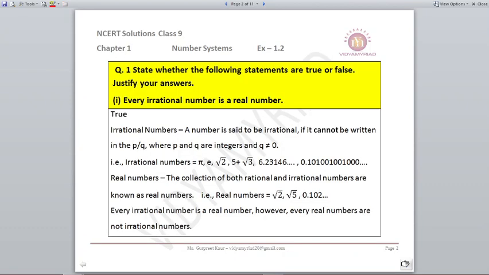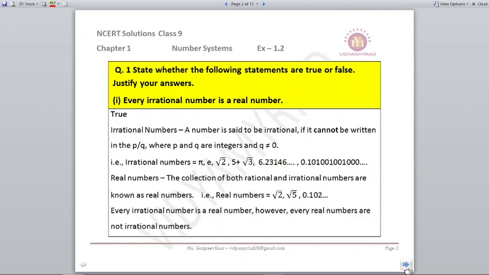Question number 1. State whether the following statements are true or false and justify your answers. Number 1. Every irrational number is a real number. Now we should know what irrational numbers are and what real numbers are. Actually, the real numbers are made up of rational numbers as well as irrational numbers. But what are irrational numbers?